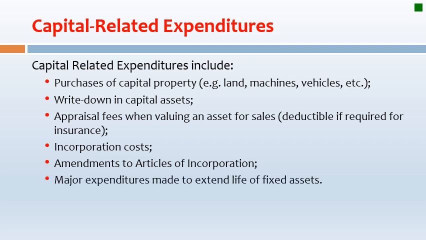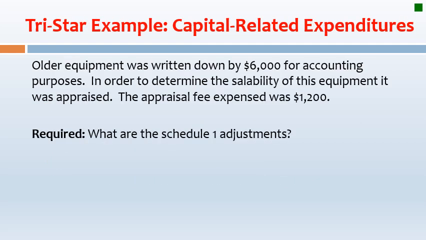Any major expenditures made to extend the life of our fixed assets, right? If it's repairs, it's expenses. If not, if it's actual improvements which extend the life, then that has to be capitalized, so they can't be deducted for tax purposes. Okay, let's take a look at how this relates to TriStar with some simple examples here.